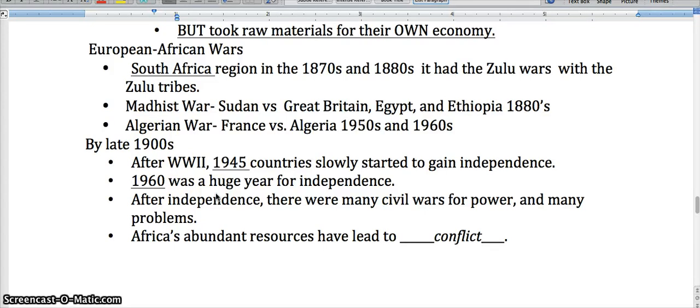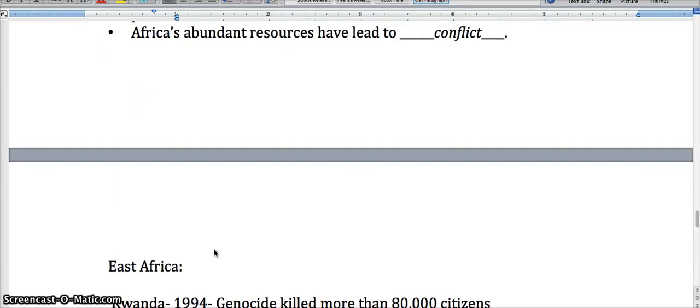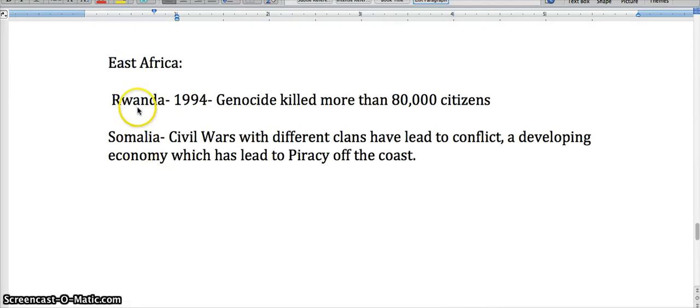After independence, many civil wars broke out because of many problems, but Africa's abundant resources have led to conflict as well during this period. Now, some of the conflict, well, when we studied East Africa, we saw that in Rwanda, genocide, remember the killing of one type of people because of their ethnicity, race, religion, and background, killed more than 80,000 people. Also in Somalia, because of civil wars and a bad economy, piracy has been off the coast.